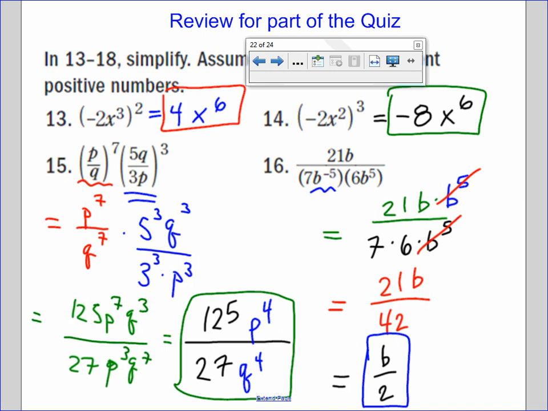What questions do you have about our discussion today? Carson? Pardon? The 1 right here? Yes. You could, but you don't have to have a coefficient if it's 1. Great question. Other questions about your review?